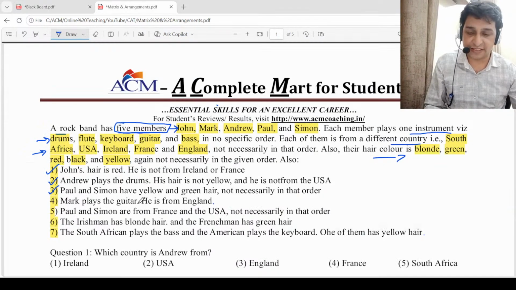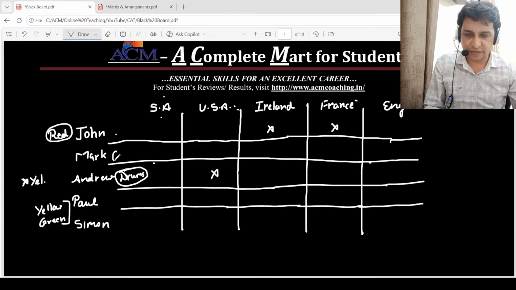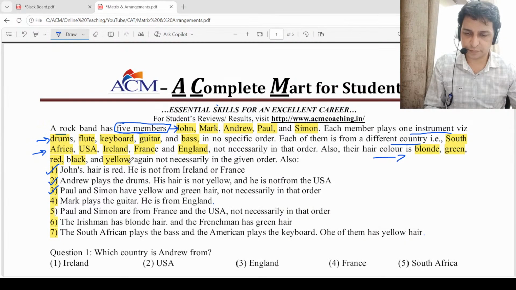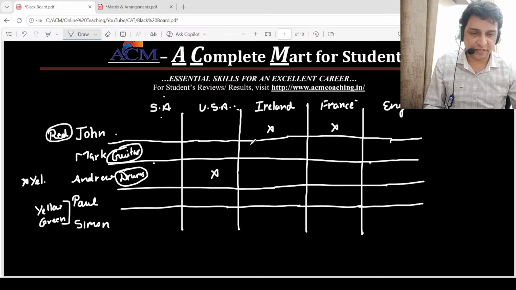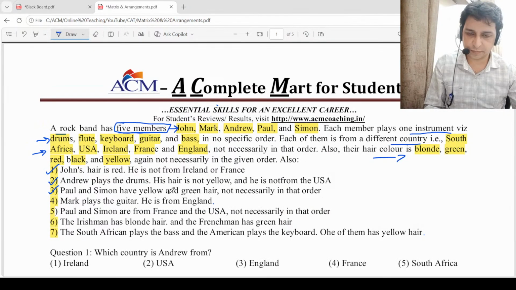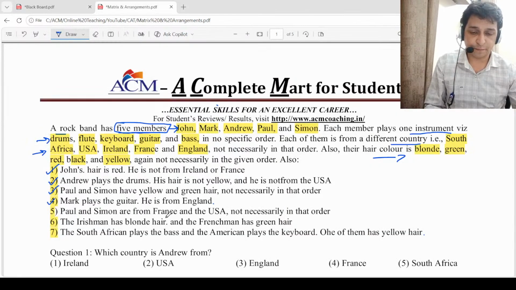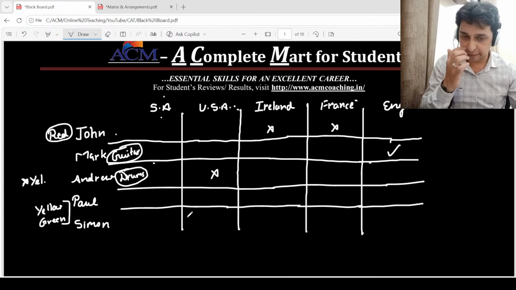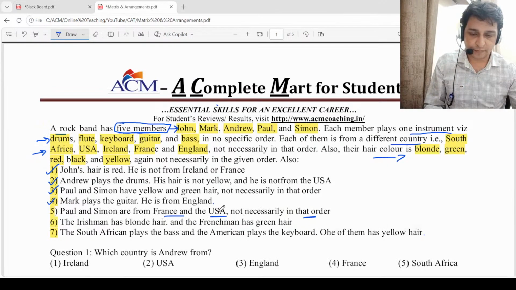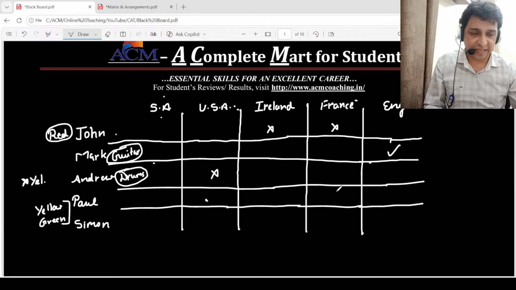The next information, Mark plays the guitar. So Mark is playing guitar. He's from England. Let's write England here. Paul and Simon are from France and USA, but not necessarily in that order. So we have USA and France. Everything else will be crossed straight away, because Paul and Simon can't be from South Africa, Ireland, or England. So they are not possible.